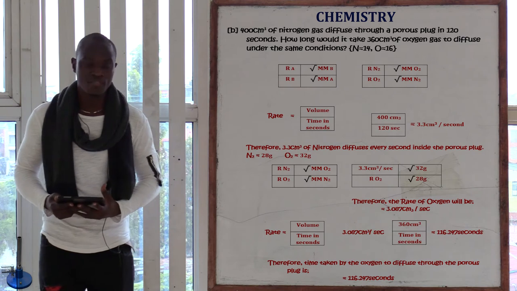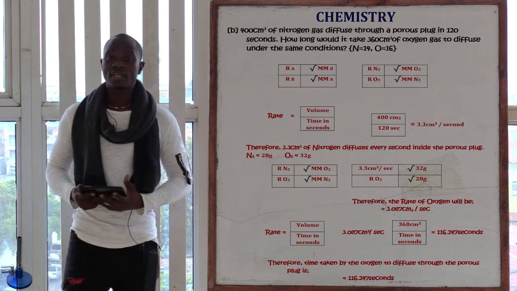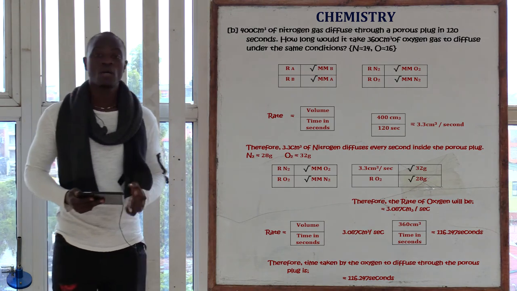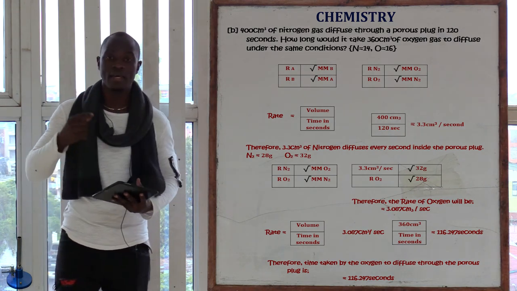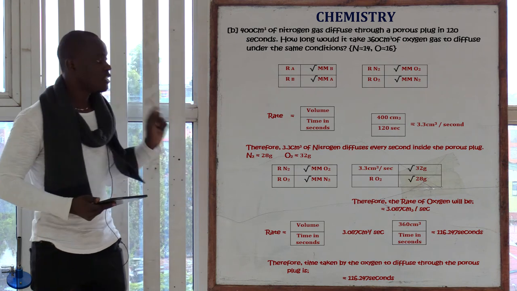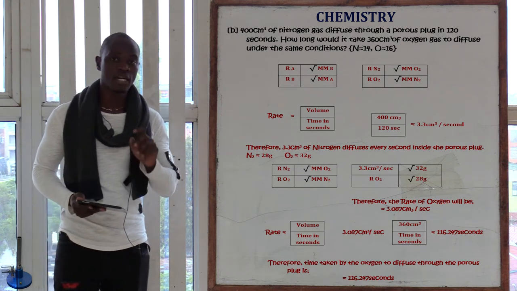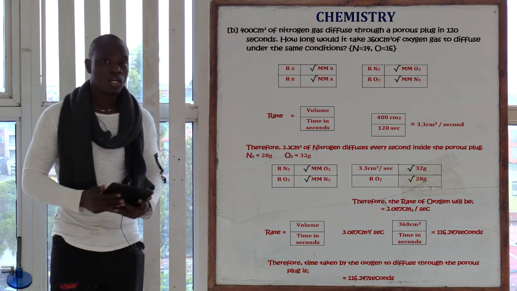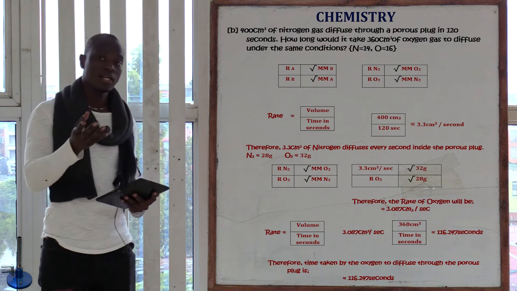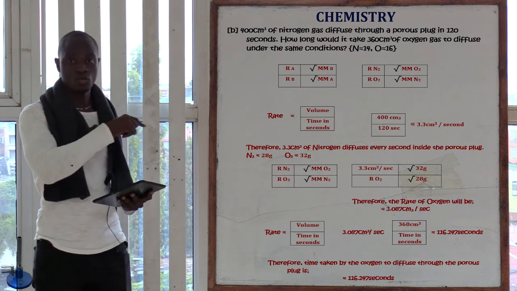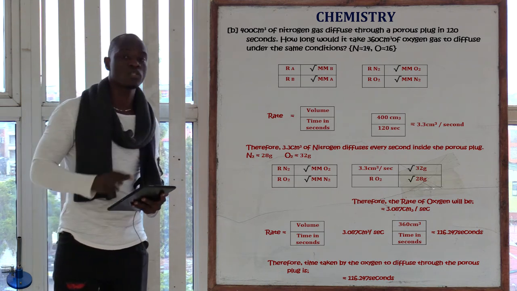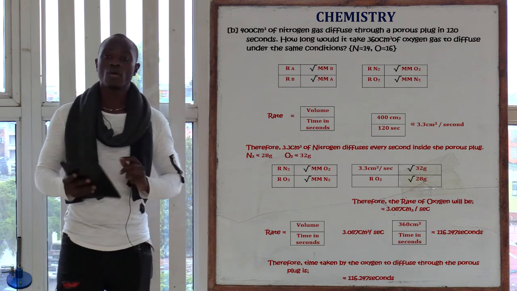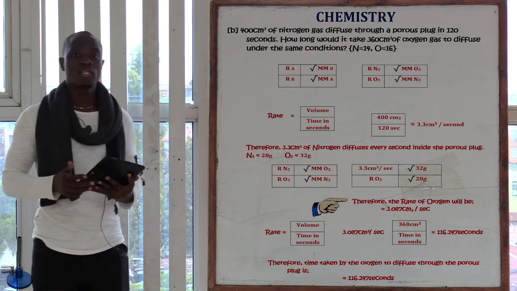Oxygen gas, we have not been given the rate. So the next step, since we have the rate for nitrogen, is to substitute everything in our equation: 3.3 centimeters cubed per second for nitrogen over the rate of oxygen gas is equal to the square root of oxygen gas mass, which is the square root of 32 grams divided by the square root of 28 grams.